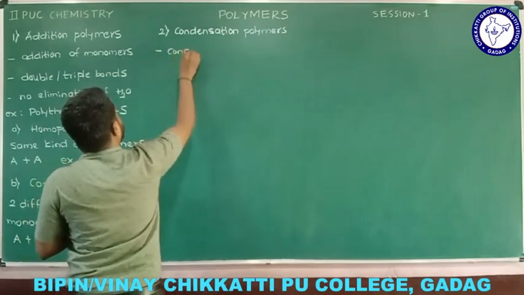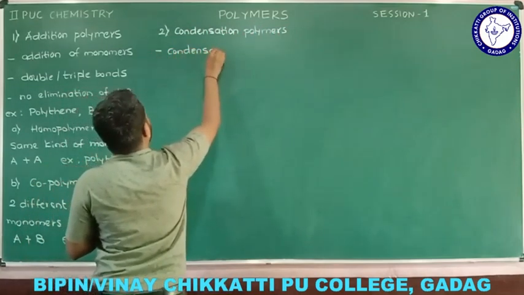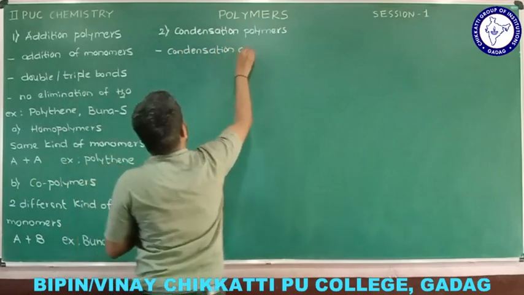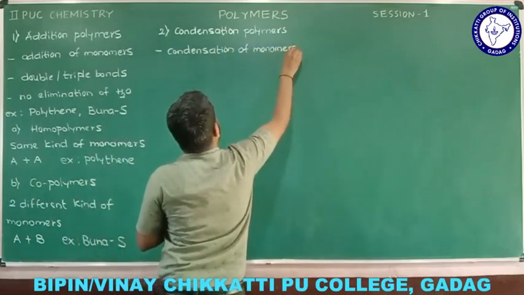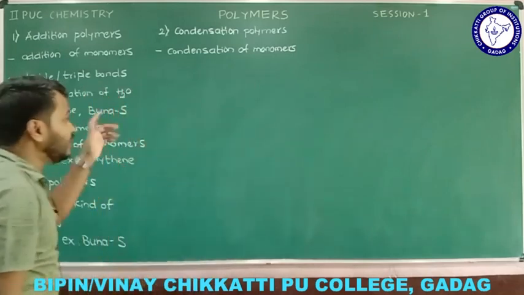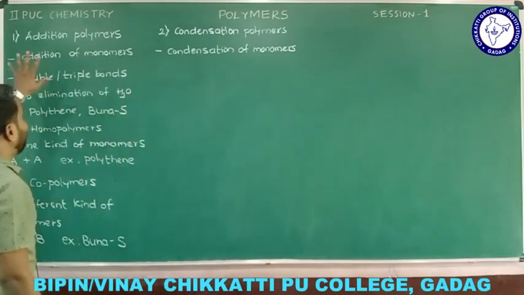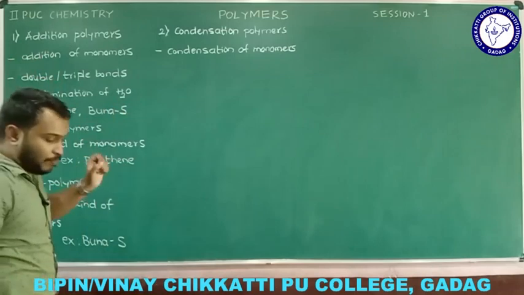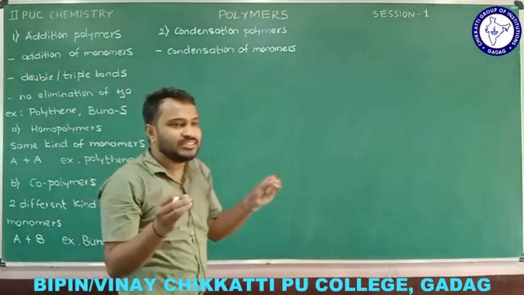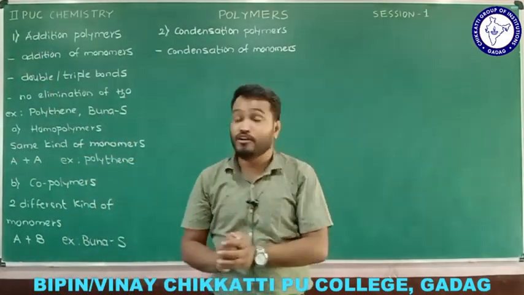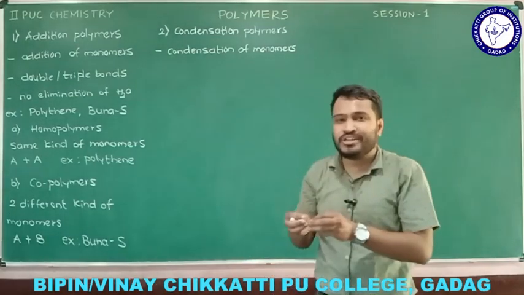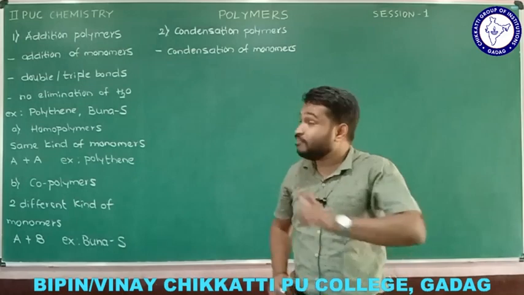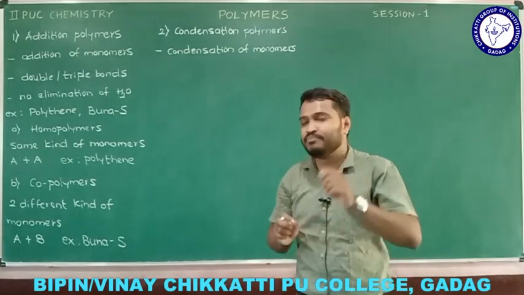Of course, there will be condensation of the monomers. Condensation of monomers takes place. Later we'll see some reactions here. Whereas in case of addition polymers, the monomers just unite, they combine. In case of condensation polymers, the monomers don't just add as they are; there will be a condensation reaction. So what is the meaning of that?